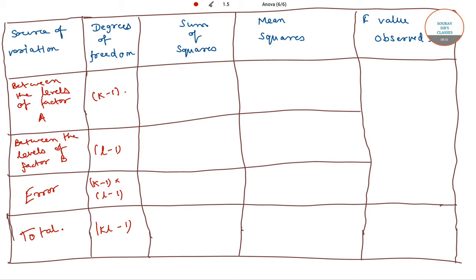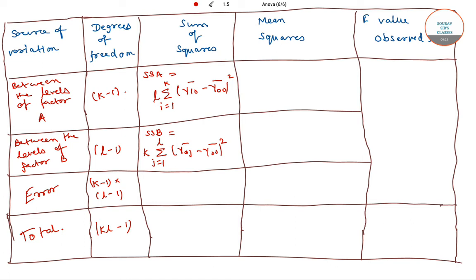Now the sum of squares. Sum of squares corresponding to factor A is SSA, which is equal to L into summation i runs from 1 to k, yi naught bar minus y double naught bar whole square. So SSA is equal to this. Now sum of squares corresponding to factor B is SSB, which is equal to k into summation j runs from 1 to L, y naught j bar minus y double naught bar whole square.